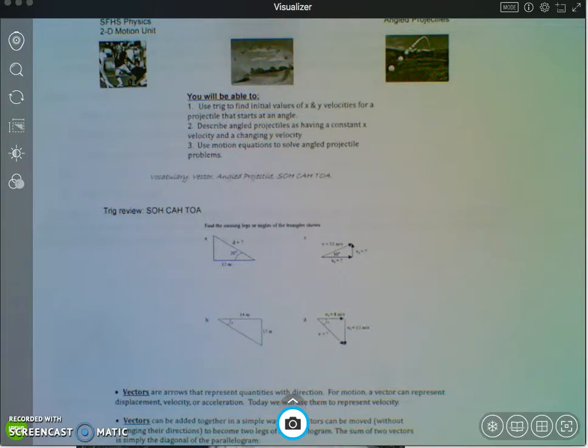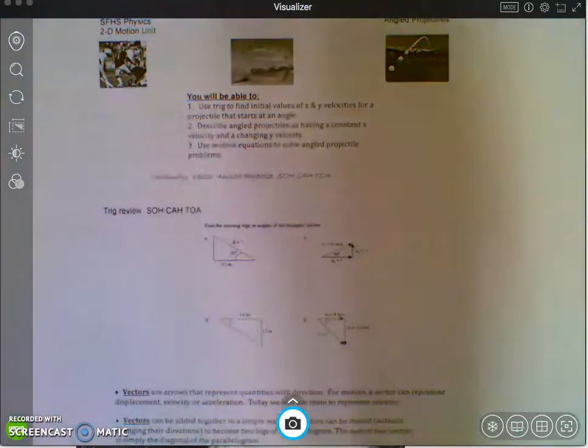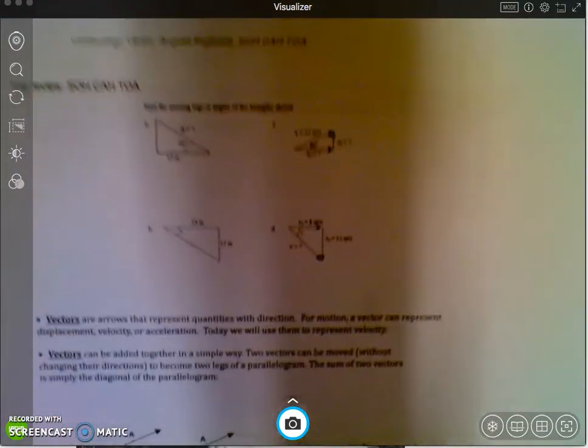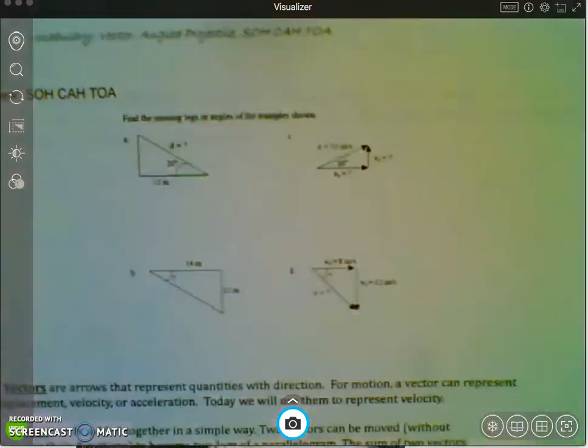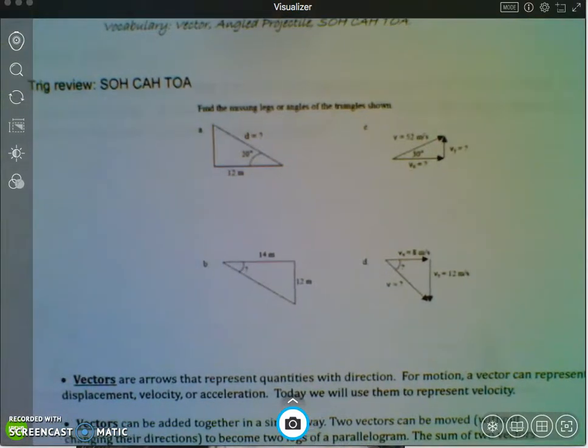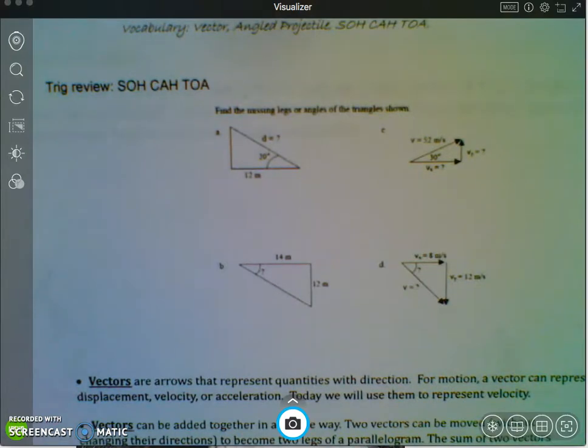This is going to involve some trig, so you may have to go back and review that a little bit. But hopefully we can get enough review in here that you'll be okay. So we're going to solve for those types of problems today. I'm going to zoom in on this just because it's really, really tiny. Okay, so we're going to go ahead and review some trig here.